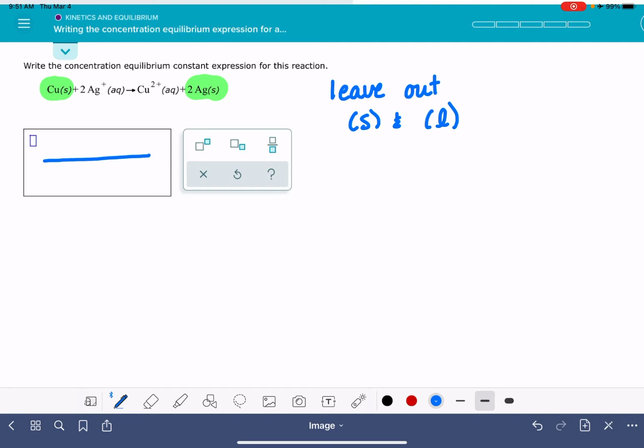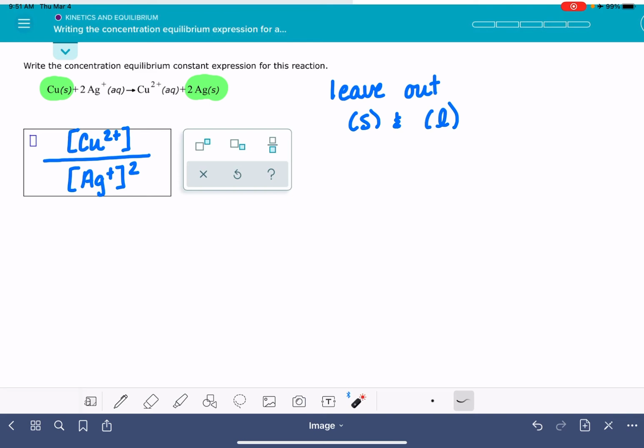So the only product that we have that we're going to include is the copper 2 plus ion, Cu2+. Remember that we do want to raise these to their stoichiometric coefficients. The stoichiometric coefficient for this one is 1, so it doesn't make sense to put a 1 up there. And the only reactant that we have is the silver plus ion, Ag+. Its stoichiometric coefficient is 2, so we're going to be raising this to the 2.